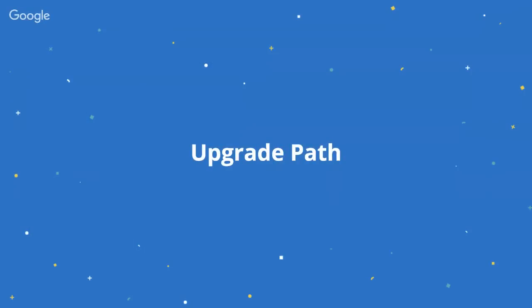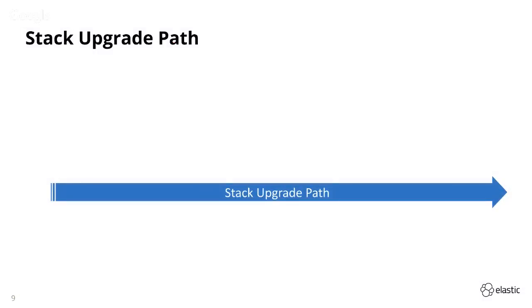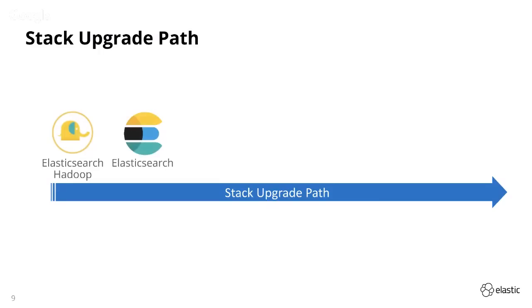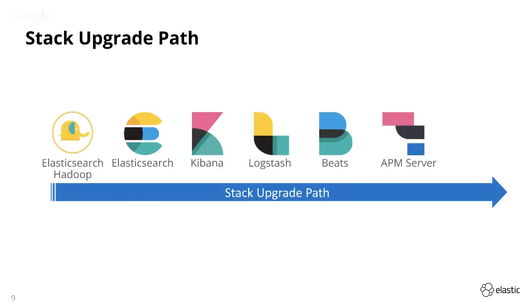So let's go over the upgrade path. When we look at the stack upgrade path, there is definitely a methodology of upgrading one component within the stack versus another. If you're using the Elasticsearch Hadoop plugin that we provide, this may or may not be applicable to you, but this is the first component that you would upgrade. Followed by the main core component, Elasticsearch, then Kibana, followed by Logstash, Beats, and if you're using our application performance monitoring server, that would be the next component. And then lastly, if you have any custom plugins, and this is something we'll discuss a little bit later.